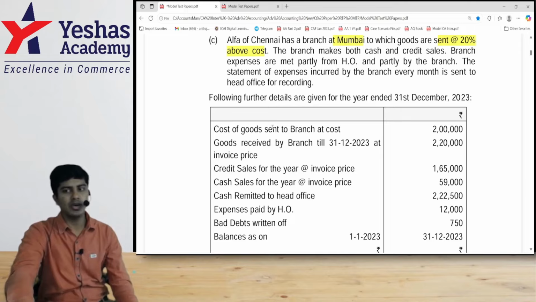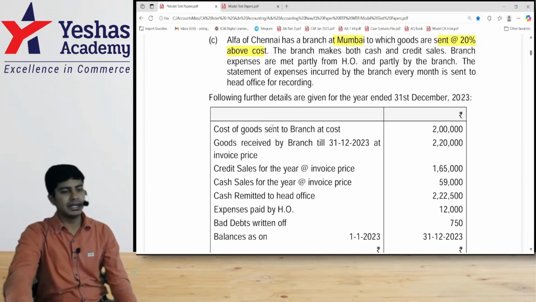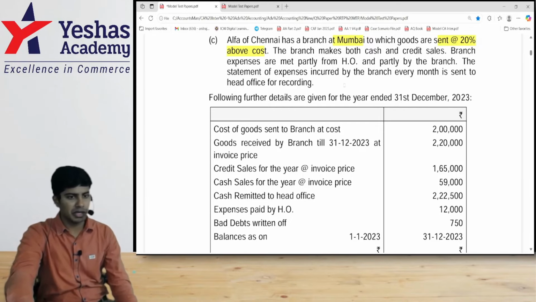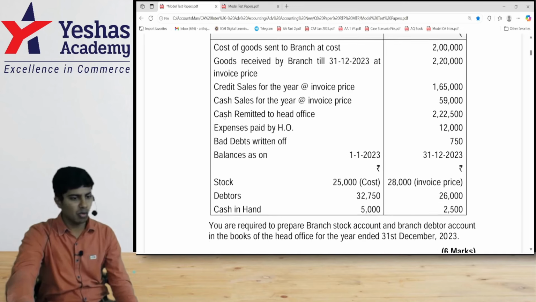Load 20, invoice price 120. And what is it that they want us to prepare? The branch makes both cash and credit sales. Branch expenses are partly made by head office, partly by the branch. Expenses incurred by the branch every month are sent to head office. This is a dependent branch. Further details are available. What do they want us to do?